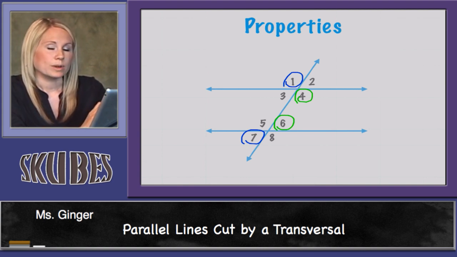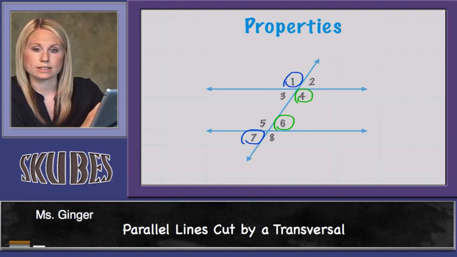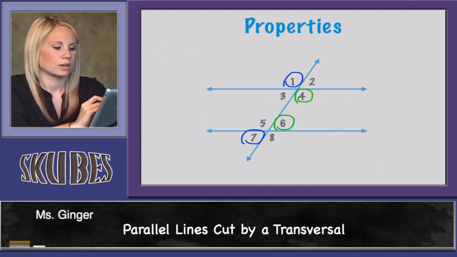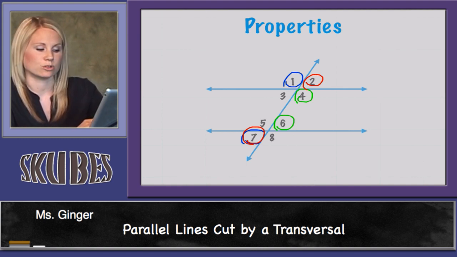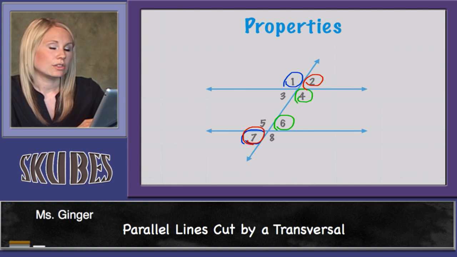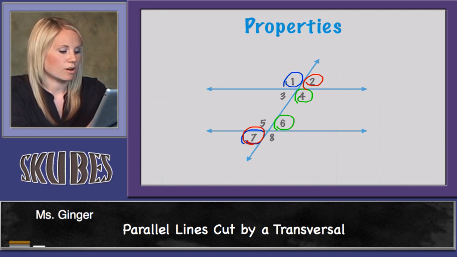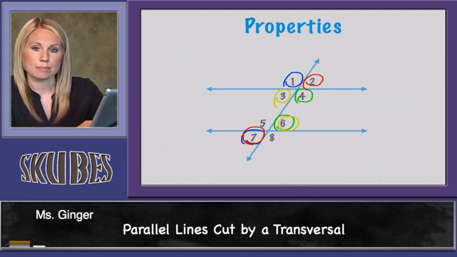All right. Now, we also talked about alternate exterior and alternate interior. So let's look at that again. Alternate exterior. Remember, outside the parallel line space, but on alternate sides of the transversal. Anytime you've got alternate exterior or alternate interior, those two pair of angles are going to be congruent, exactly the same. So let's look at a pair of alternate interior. The yellow here would be alternate interior. Those are exactly the same measure.